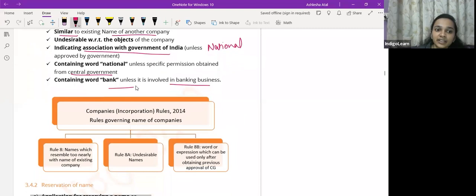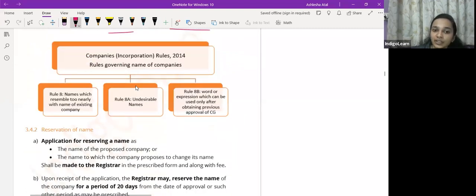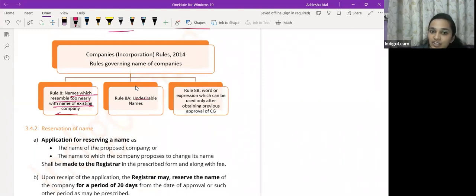So what does Rule 8 say? Names which resemble too nearly with an existing name. Rule 8 says there should be no undesirable name. Rule 8 also speaks about words or expressions which can be used only after obtaining previous approval of the Central Government. So there are certain words which can be used by the company in its name, but only and only after obtaining prior approval of the Central Government. Before the government's prior approval, the company cannot use certain terms.